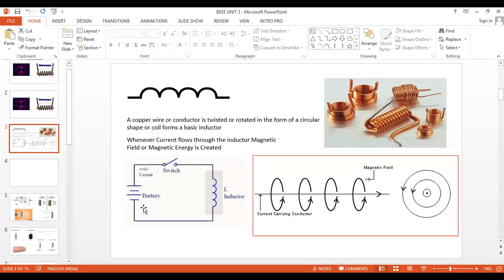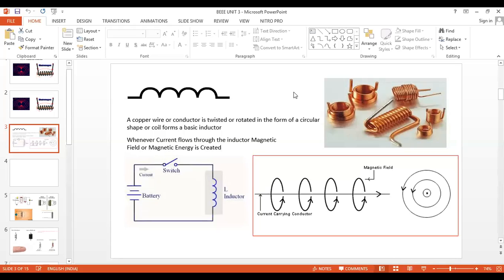Now here I am showing the battery, and the switch will be on and off. When the battery is on, current starts from the battery and flows. Which current is this called, anyone? The current which always flows from positive to negative terminal is called conventional current. Yes, conventional current, when the battery is on.